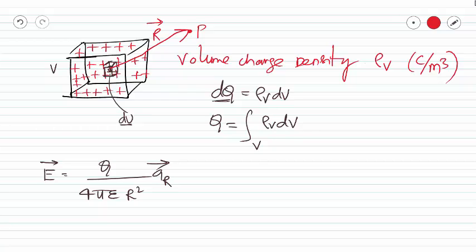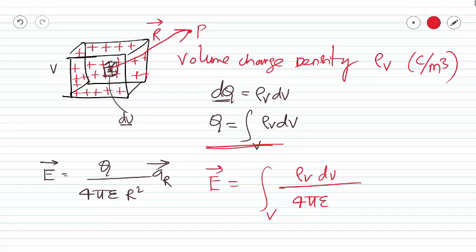Now using this result of charge inside a volume, electric field at a point due to the volume charge distribution with volume charge density rho v is given by integral over v rho v dv by 4 pi epsilon R square AR bar. So this expression gives us electric field intensity at a point due to the volume charge distribution with volume charge density rho v.